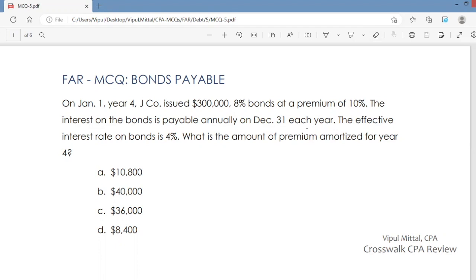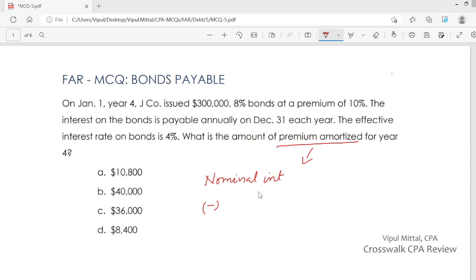Now, how do you calculate the amount of premium amortized? It is the difference between nominal interest, which you also call coupon interest, and interest cost, or the amount of interest that you expense.